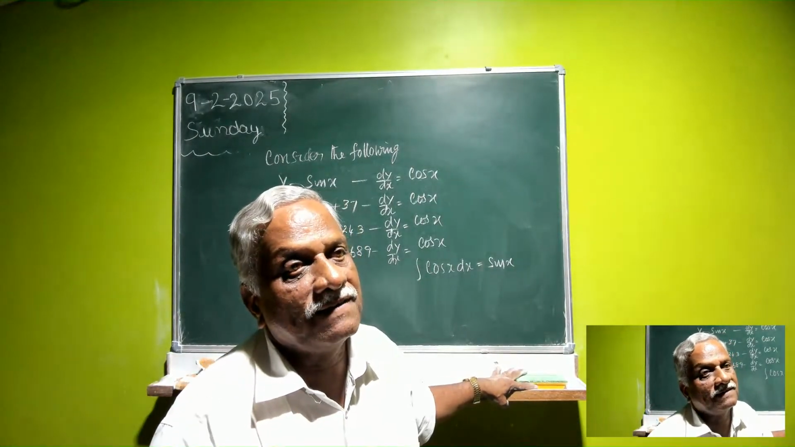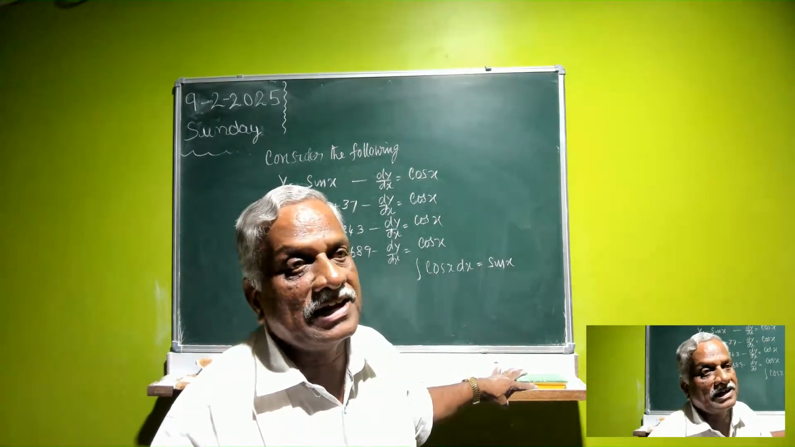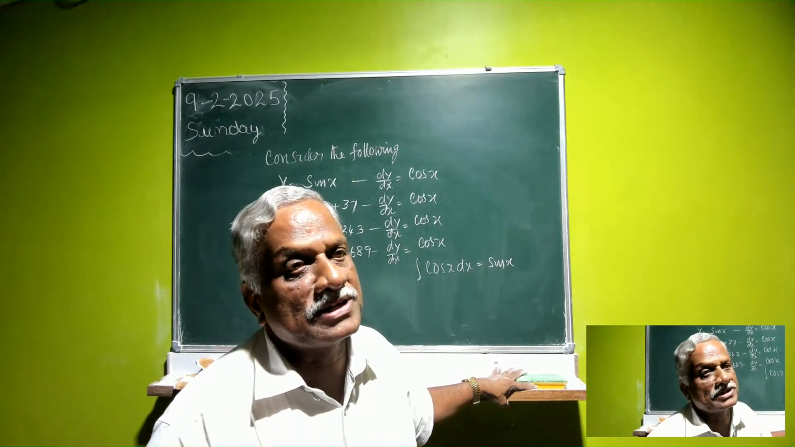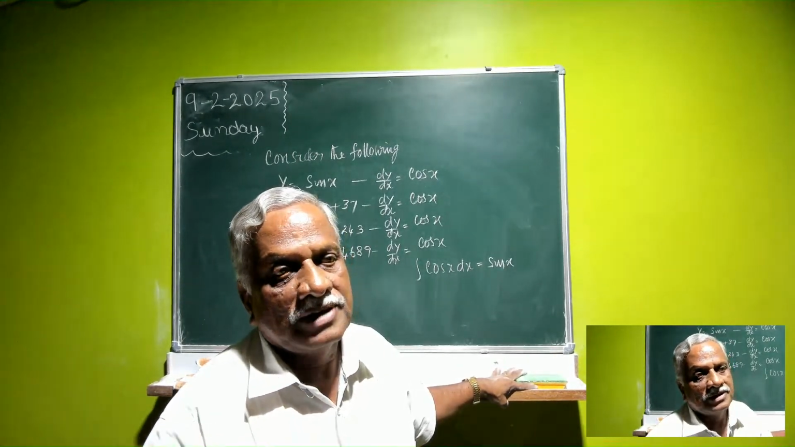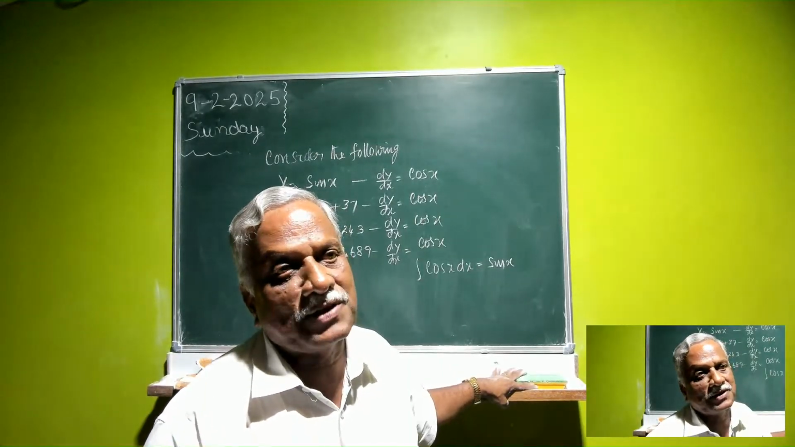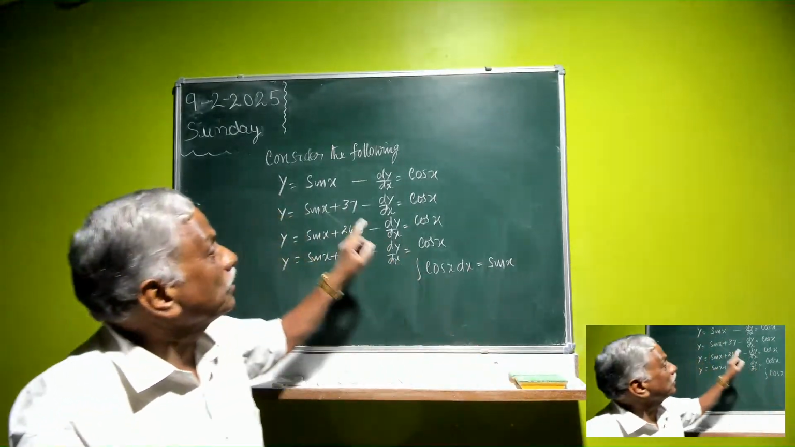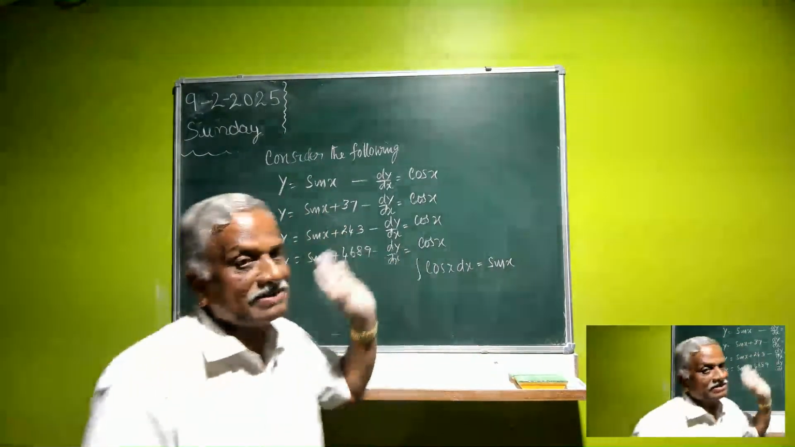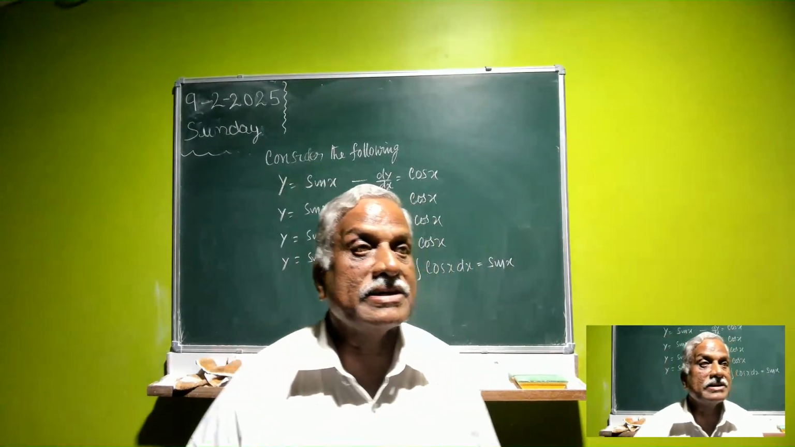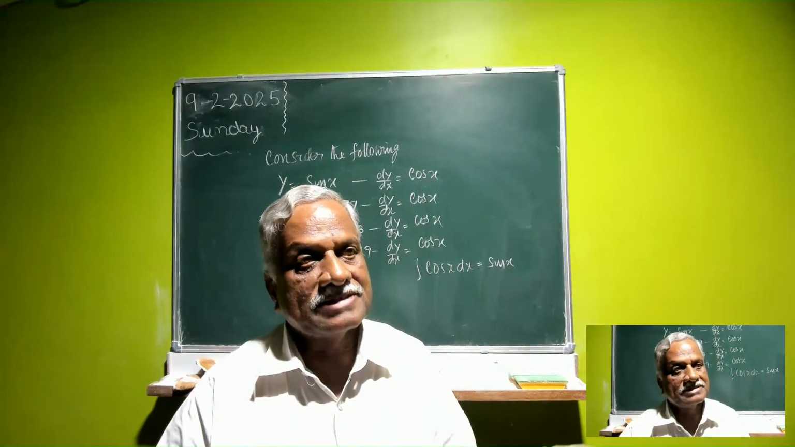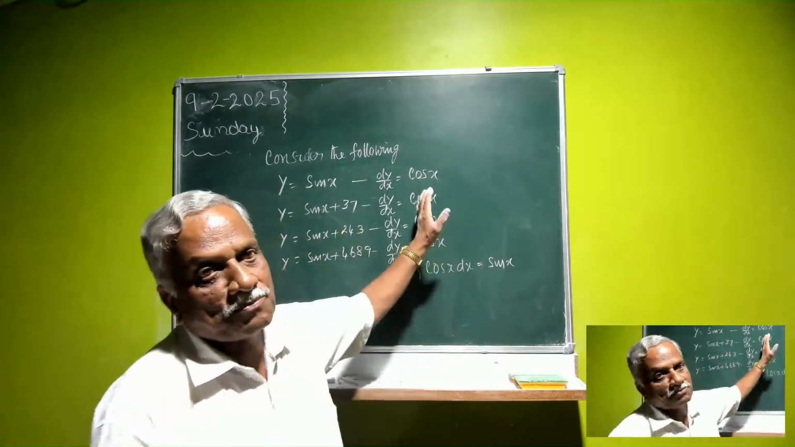What was our argument? Integration and differentiation are inverse operations. If you perform both of them, there is no change, you get back the function. But here we are noticing some difficulty. I'll get sin x. I don't know whether it was only sin x or sin x plus 37 or 243, etc. So there is a problem.